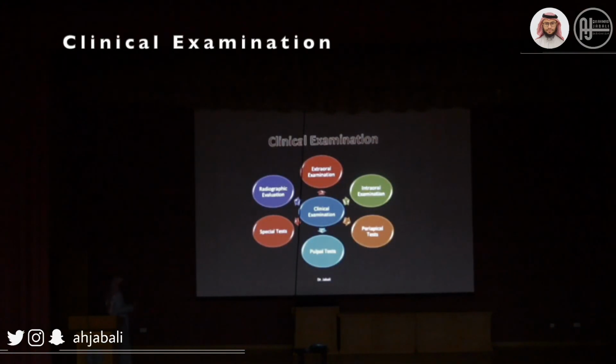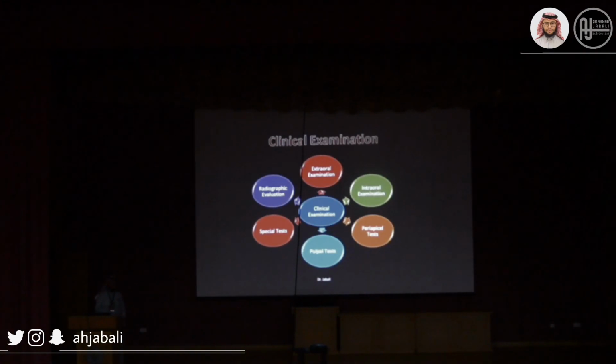Then after you have the patient seated on the chair, you need to do your examination. You need to start with the extraoral examination. You need to see if there is asymmetry, if there is a swelling, if there are any changes extraorally. Then you need to go inside the mouth, do your tests and do the intraoral examination. And as we said, you have periapical tests and pulpal tests. You need to do those tests, and you have to have radiographs. Radiographs are important. Don't start any treatment without taking radiographs.